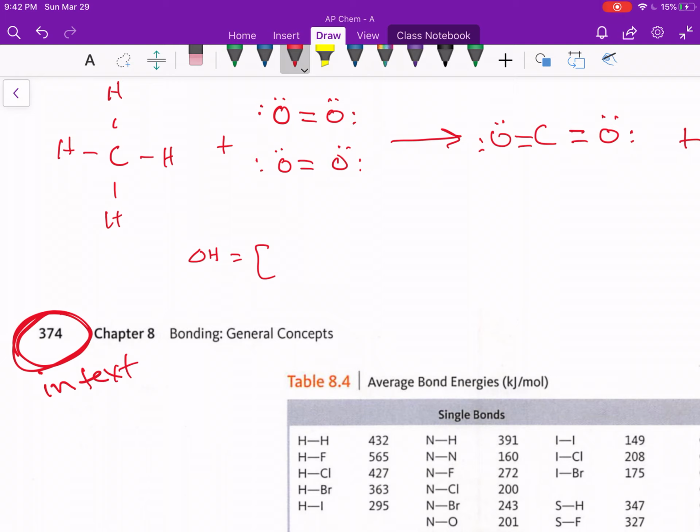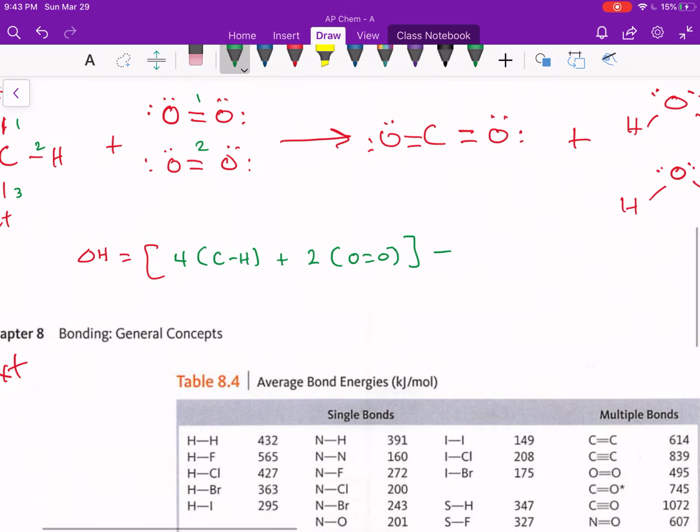And so now in this case, I'm going to look at this and I have 1, 2, 3, 4 CH bonds, right? So I have 4 of the CH bonds. And that's got to be plus, and then I have 1, 2 of those, that's 2 of the double bonded O bonds. And then from there, I'm going to subtract that because, again, I'm looking at reactants minus products.